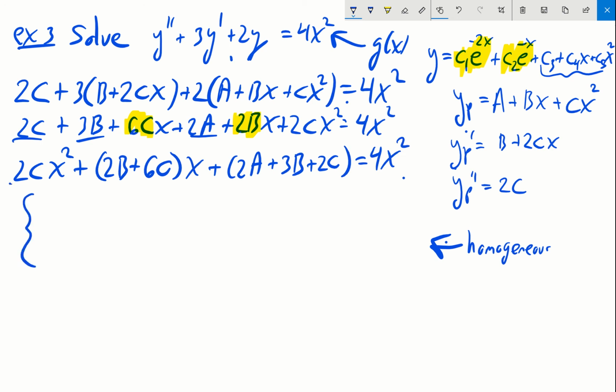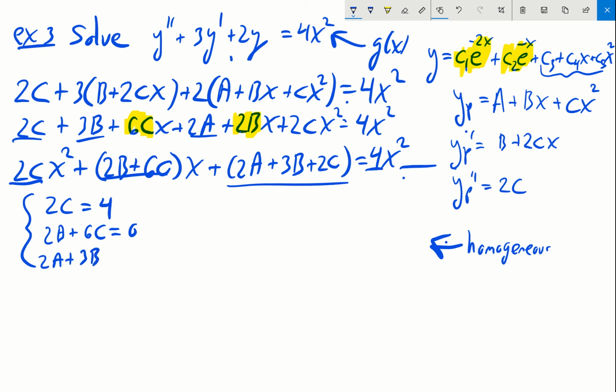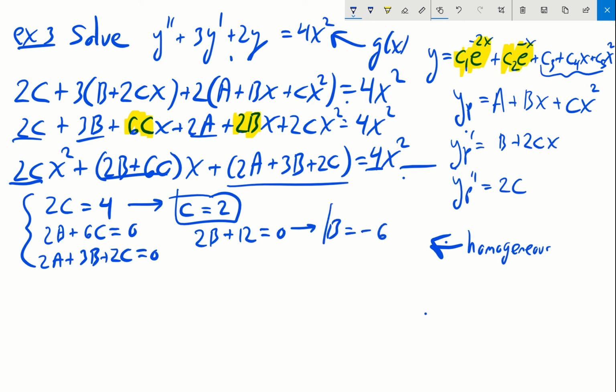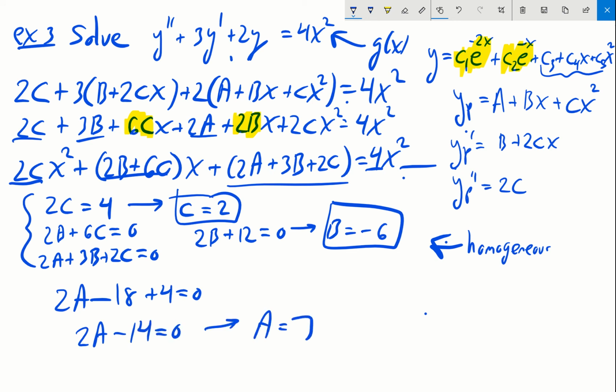Via equating coefficients, we get the following system. So 2c will be equal to 4. There is no linear term on the right-hand side, so 2b plus 6c will be equal to 0. And there's no constant term either, so 2a plus 3b plus 2c will also be equal to 0. Dividing by 2, we see that c is going to be equal to 2. We can plug c into the second one to get that 2b plus 12 equals 0. That will imply that b equals negative 6. And if we plug both of those into the last equation, we're going to get 2a, 3 times negative 6 would be negative 18, plus 4 equals 0. 2a minus 14 equals 0. And that will imply that a equals 7.